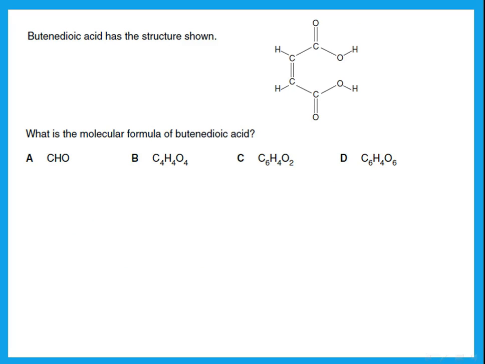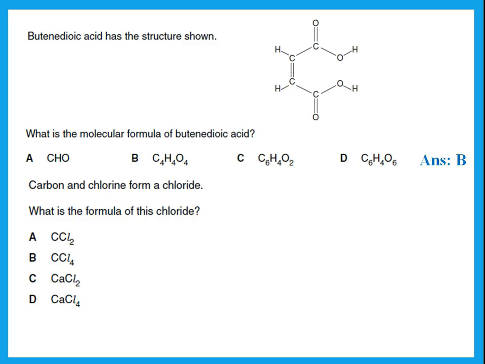Okay, what is the molecular formula of this compound? Again, we said if he says molecular formula, that means you count the total number of carbons, hydrogens, and oxygens. And we said this one has 4 carbons, 4 hydrogens, 4 oxygens. So the answer is B.